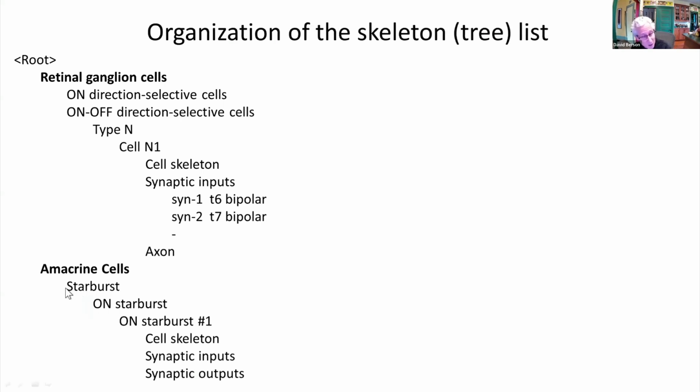Amacrine cells, many types of amacrine cells. Here's the starburst, but they're on and off. Here's just the ons. Here's the first one of those, et cetera, right? So you want to be really organized.